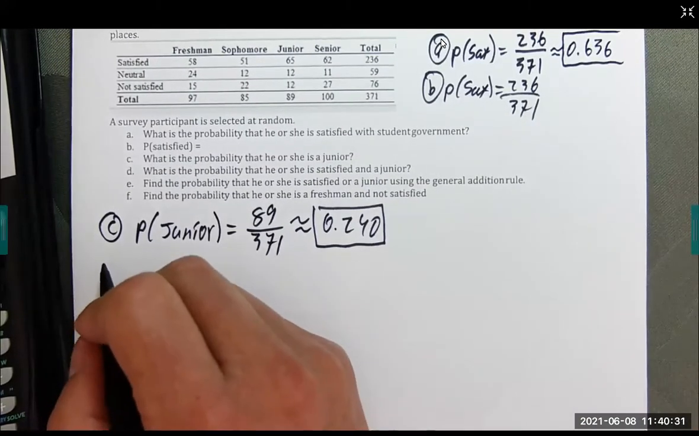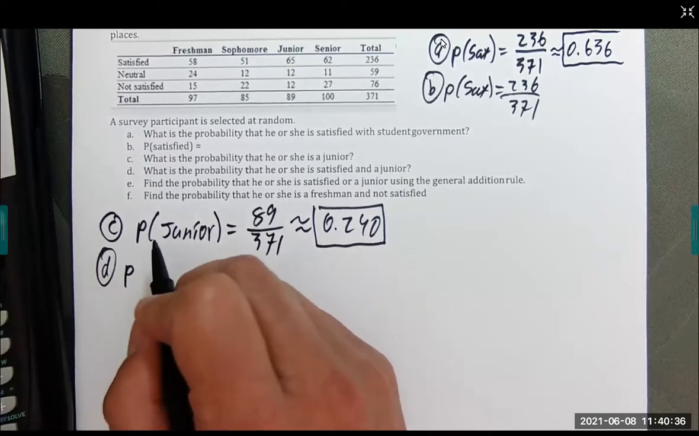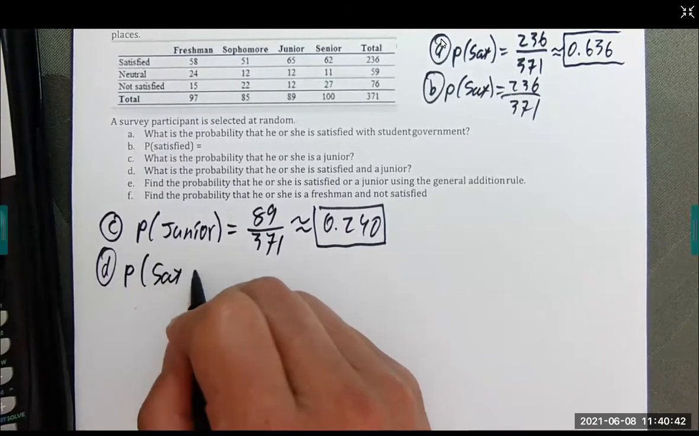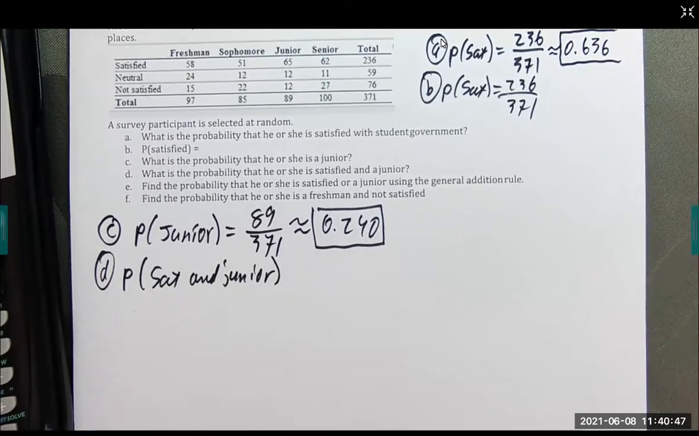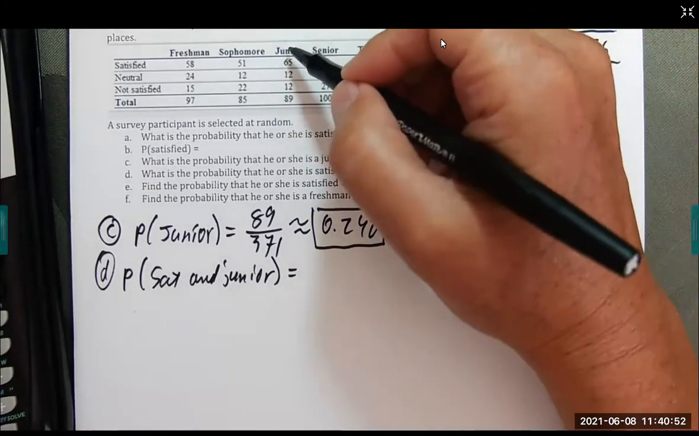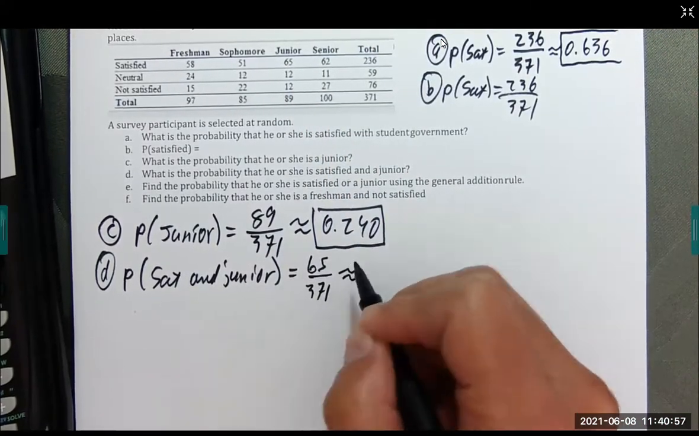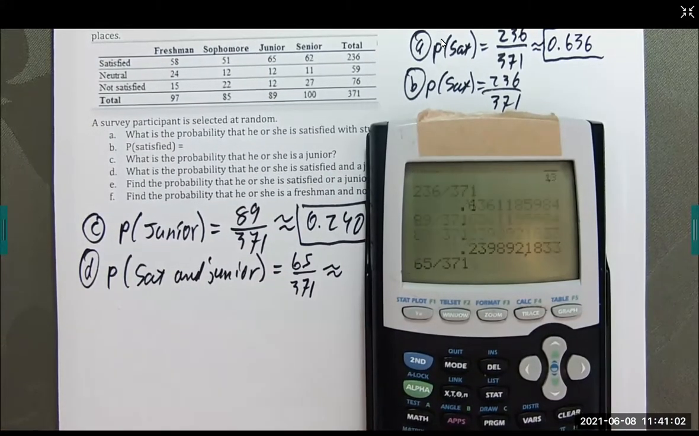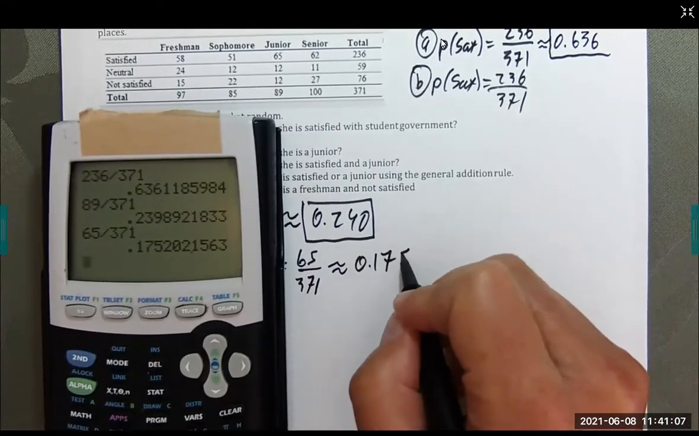Part D. Probability that he or she is satisfied and a junior. So satisfied and junior. So how many juniors that are satisfied? That's 65 out of the 371. That's .175.